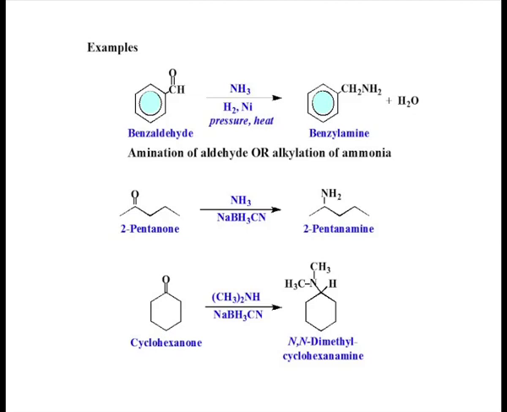Let us take another example: 2-pentanone treated with ammonia in the presence of sodium borohydride or sodium cyanoborohydride. The same thing will happen, you get the NH2 attached in place of the carbonyl, and you get 2-pentanamine. Why? Because 1, 2, 3, 4, 5, the longest hydrocarbon chain is pentane, and the minimum numbering goes to the substituent. So, it will be 2-amino pentane, or it is called 2-pentanamine. If cyclohexanone is the starting material and dimethylamine is the base or nucleophile, with sodium cyanoborohydride as the reagent, you end up with a compound like this, N,N-dimethylcyclohexanamine.